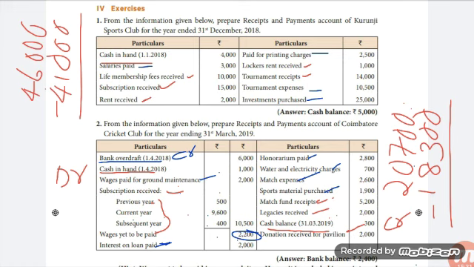Okay. Then find the balance. Debit side total 20,700. Credit side total 18,300. Balancing figure 2,400. Write 2,400 on the credit side and write bank balance. Okay, children.